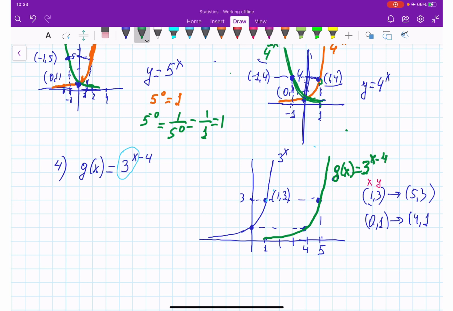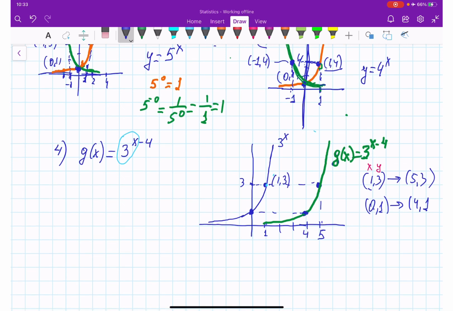Okay. We good? Now, so what did we do? We practically took and shifted this point 0, 1, right? We shifted by 4 units to the right. Okay?